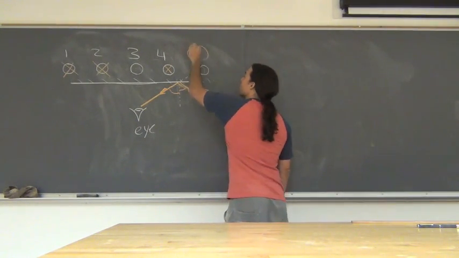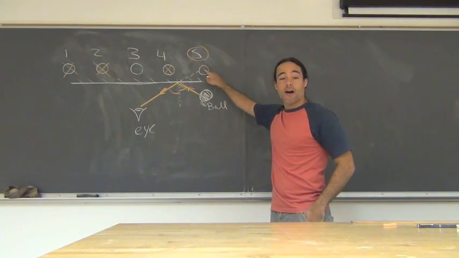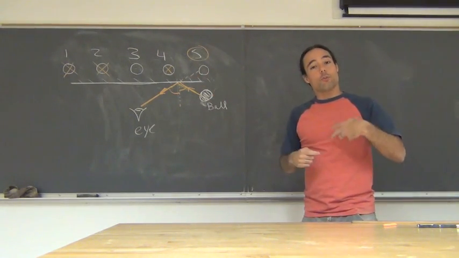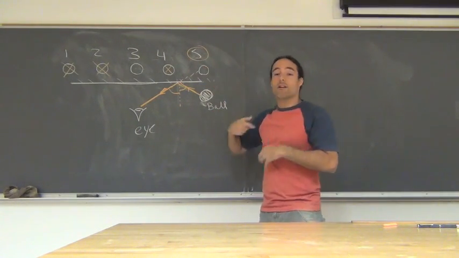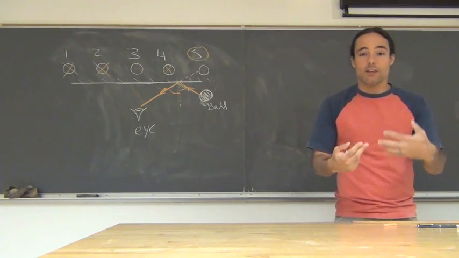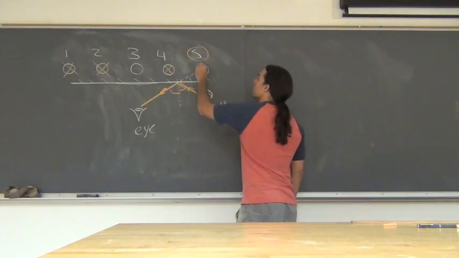So the correct answer in this case is answer number 5. It looks like the light is coming from ball 5, not from ball 4. So I'm going to interpret that as a ball being behind the mirror over here. That's what it looks like. It looks like I'm looking through a piece of glass at a ball that's located right here.